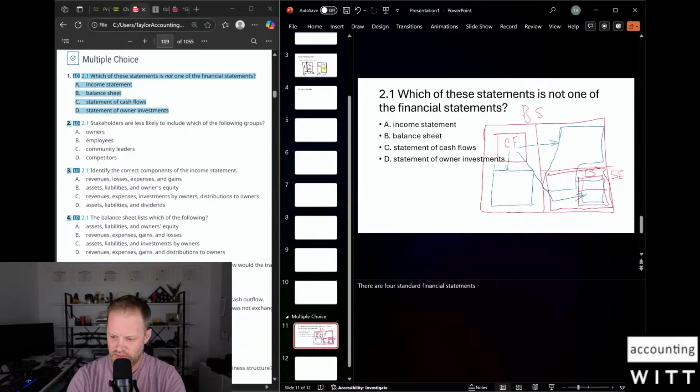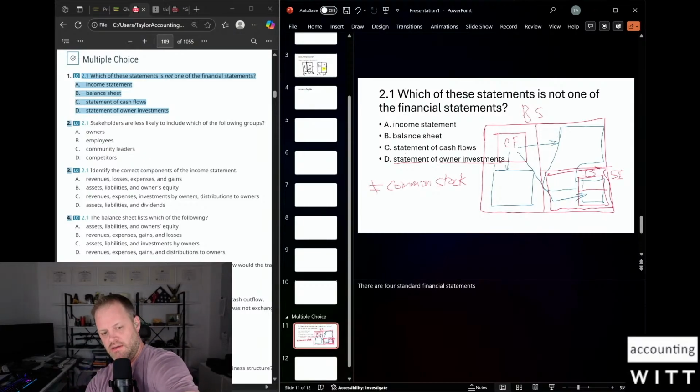I think one thing to point out when we talk about the statement of stockholders' equity, that's different than common stock. You'll hear the term common stock. If I was trying to make this question trick somebody, I might say statement of common stock, or like they did, statement of owner's investment. These all sound similar to statement of stockholders' equity.